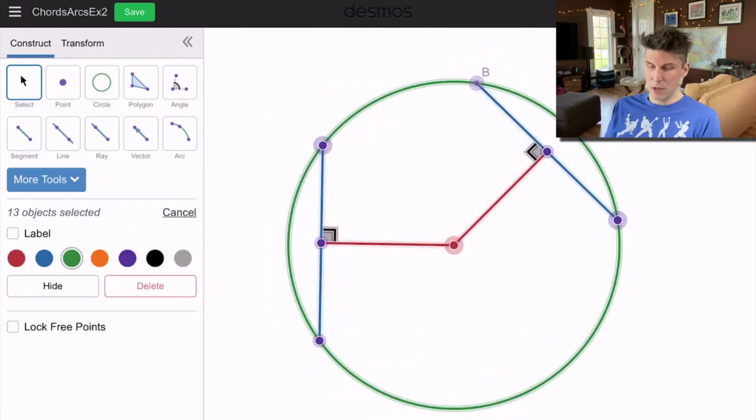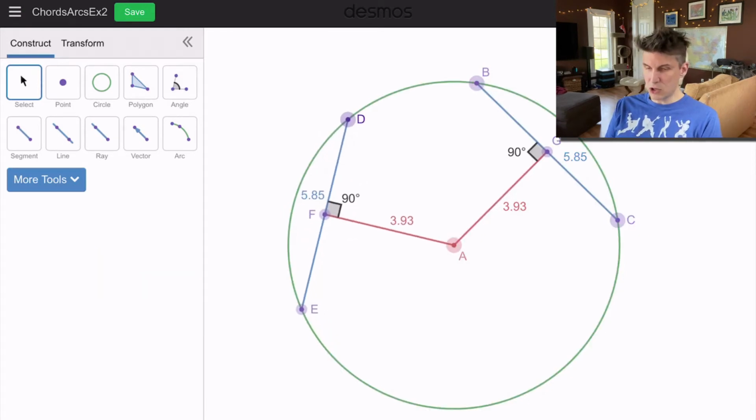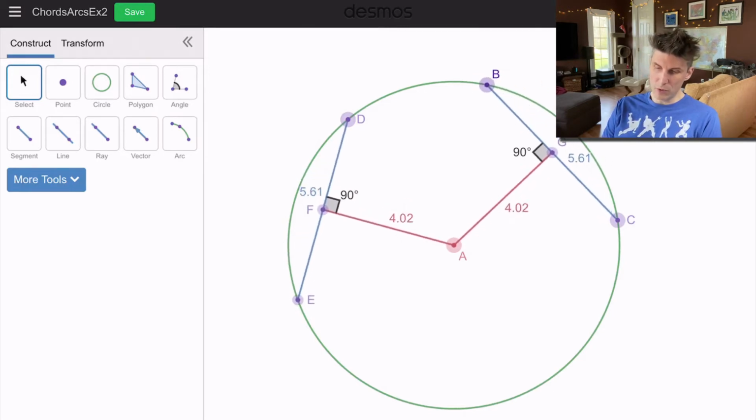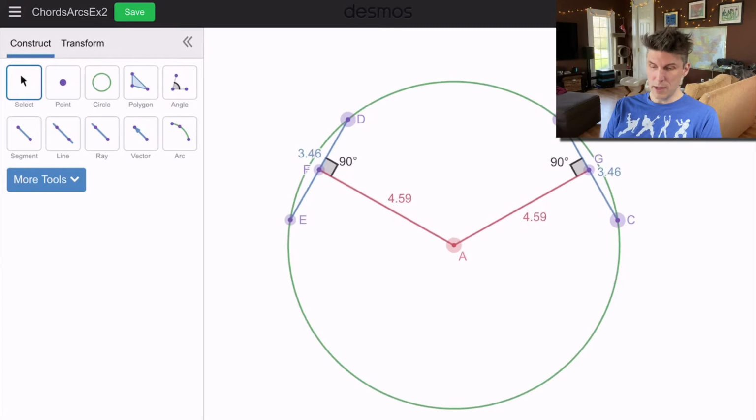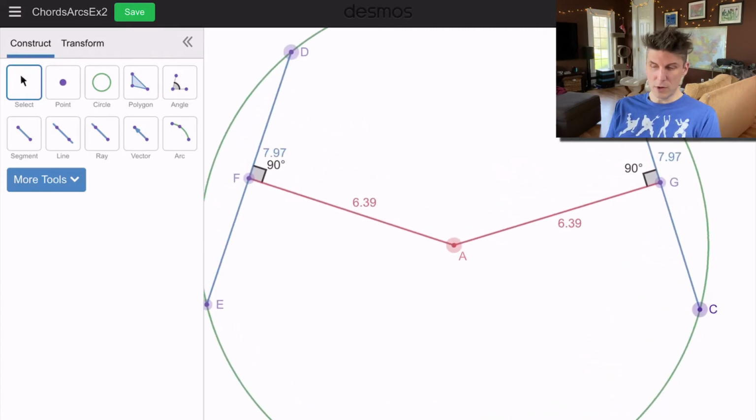Without further ado, we're going to throw some labels on there, and you can see that each chord is 5.85 long. You can see I'm growing them, shrinking them, but the chords remain fixed. They're both the same length. And notice the distance from center A to those respective chords. It's fixed at 4. Now it's 4.6. 6.39, and again both chords are the same length.